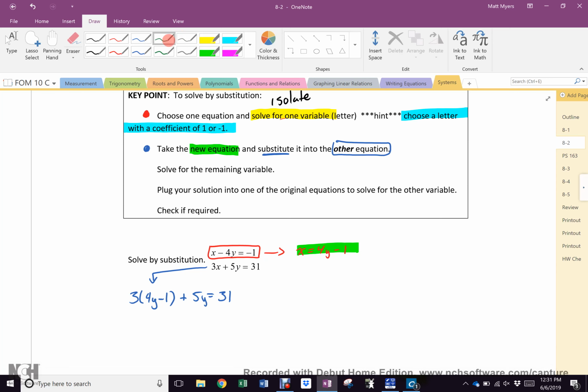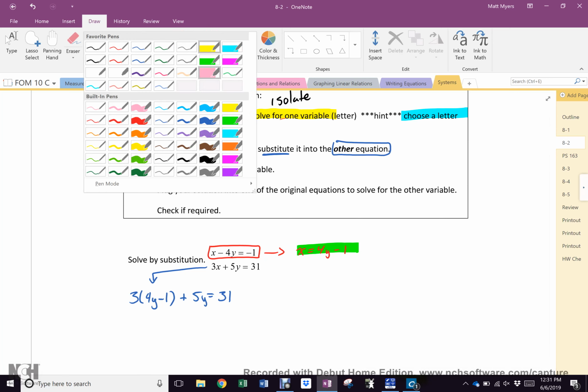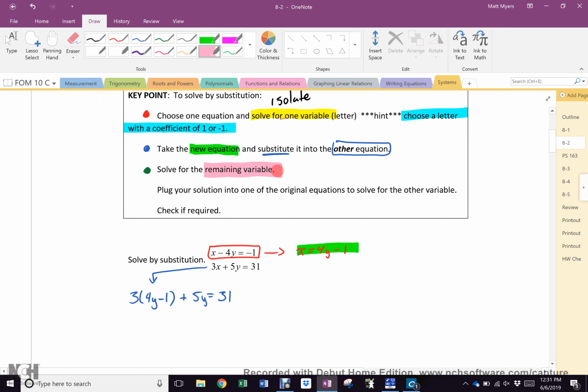Step 3, which I will do in green. Solve for the remaining variable. What is the remaining variable? Y. What does solve for y mean? Isolate y. So what am I going to do here? Expand that. What do I get? Minus 3 plus 5y equals 31. Now what?